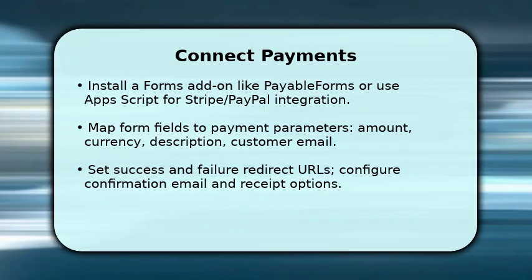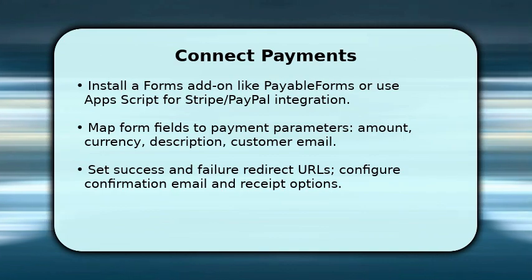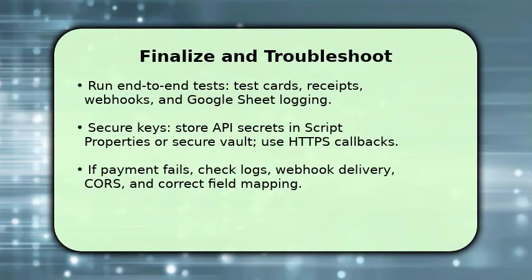Test with a $1 or test mode charge. Verify receipts. Save transaction ID, and check that confirmation emails include payment details and next steps. Finish by polishing user experience.